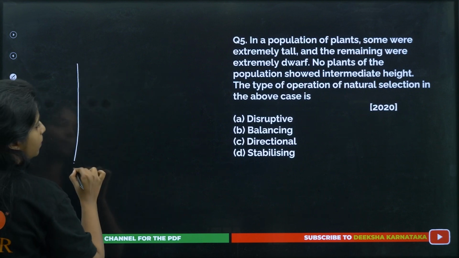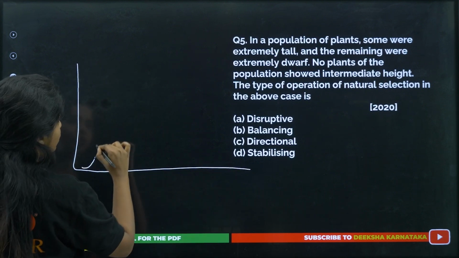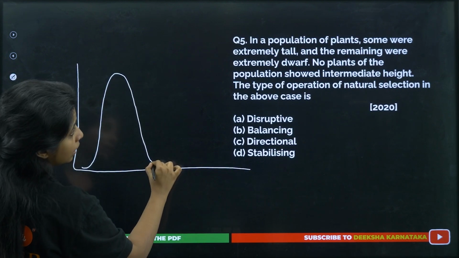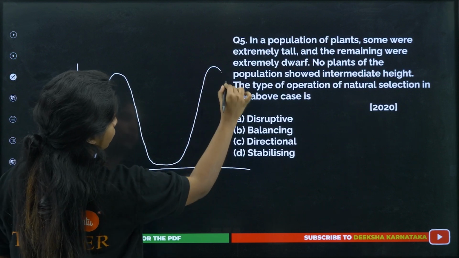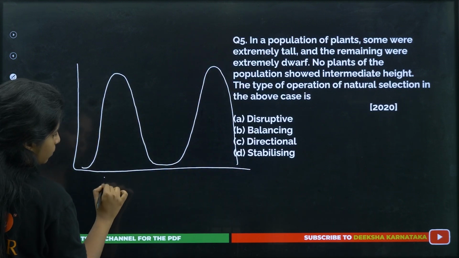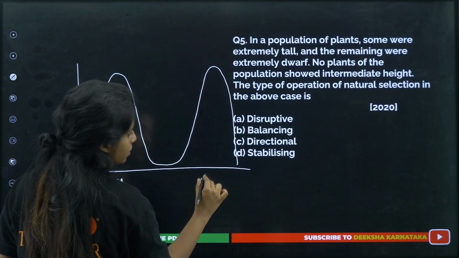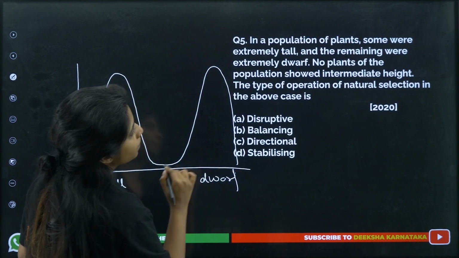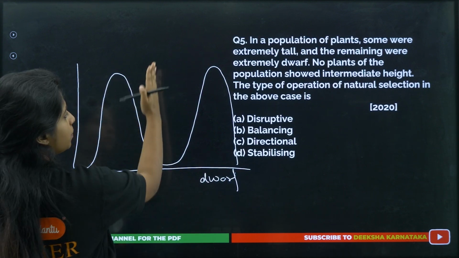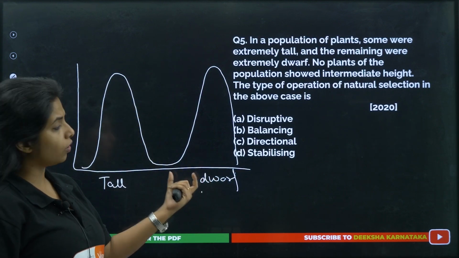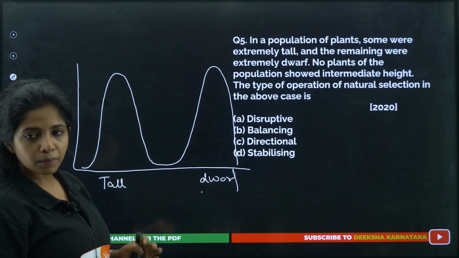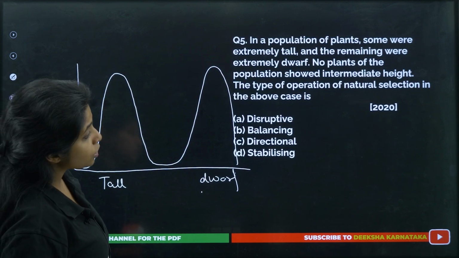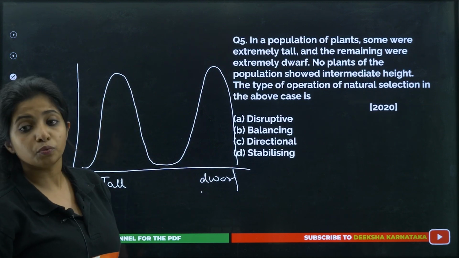Now, in a population of plants, some were extremely tall. So in a population of plants, if I make a graph, some were extremely tall and the remaining were extremely dwarf. So these are two extreme conditions. No plants of the population showed intermediate height. So this was for tall, this was for dwarf. There was no one in the intermediate height. Okay, this type of operation of natural selection in the above case is what?